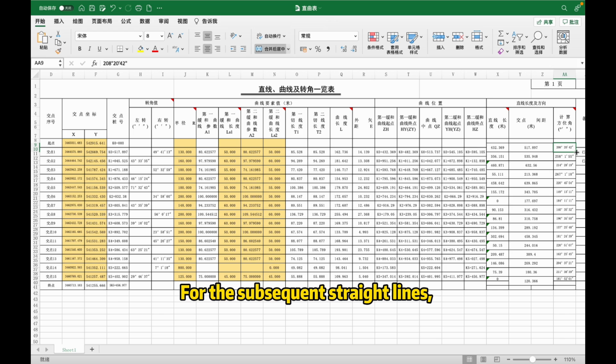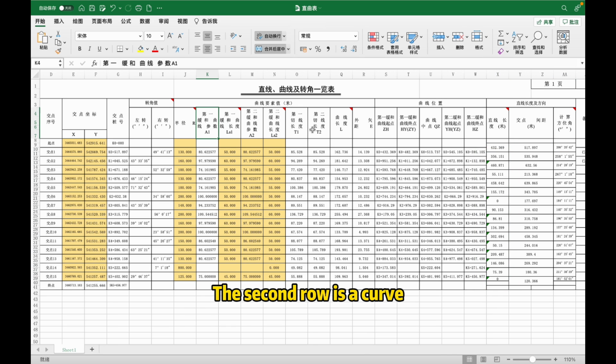For the subsequent straight lines, you only need to input the length, as the app will automatically calculate the starting coordinates and azimuth. The lengths are all in this column. The second row is a curve.